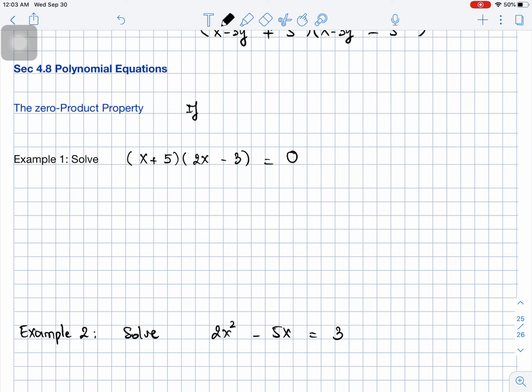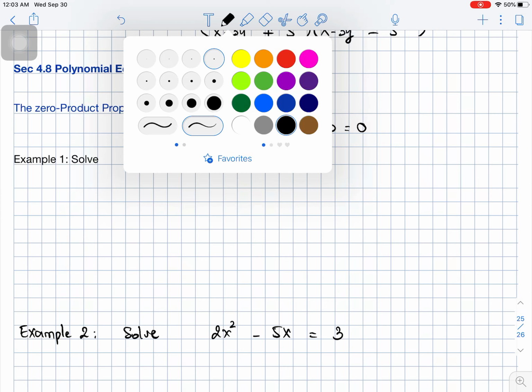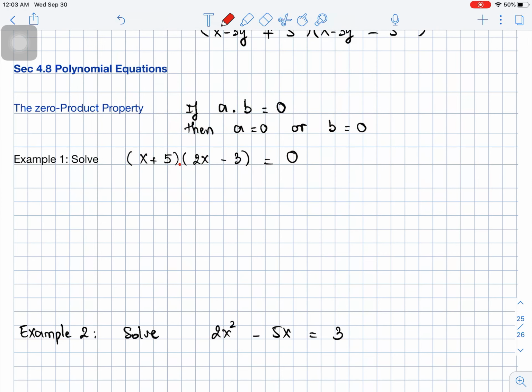Section 4.8 Polynomial Equations. The zero product property. If we have A times B equal to 0, you know that for a product to be 0, then the factor A has to be 0 or B has to be 0.